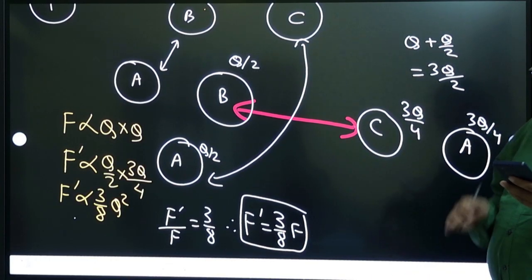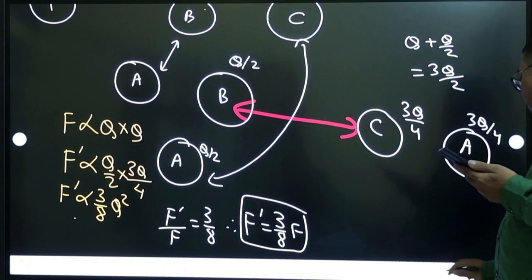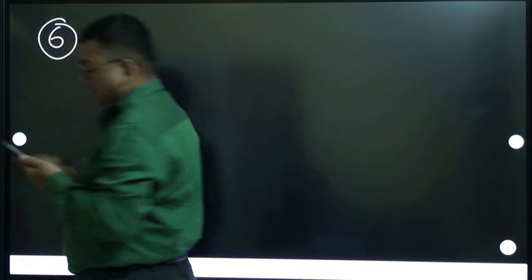Fourth option. Then next, let us go to the next one. The next one you have got correct. The sixth question you have left out. Question number 6 again.